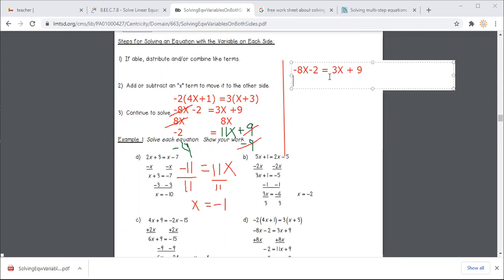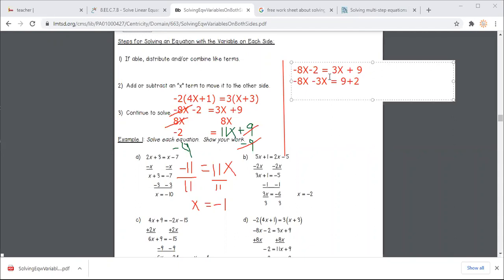The 3x will come to the other side, or negative 2 will come to the other side. Yes, which means we are going to combine the like terms together in one side. But take care: once you transfer something from one side to the other side, we have to change the sign. Okay, then we have negative 8x minus 3x equal 9 plus 2. Right.